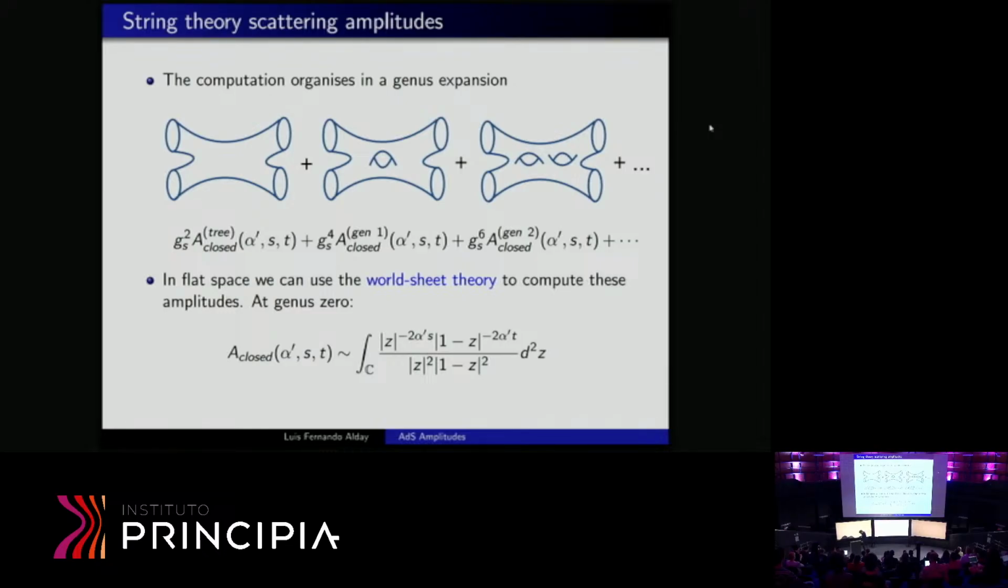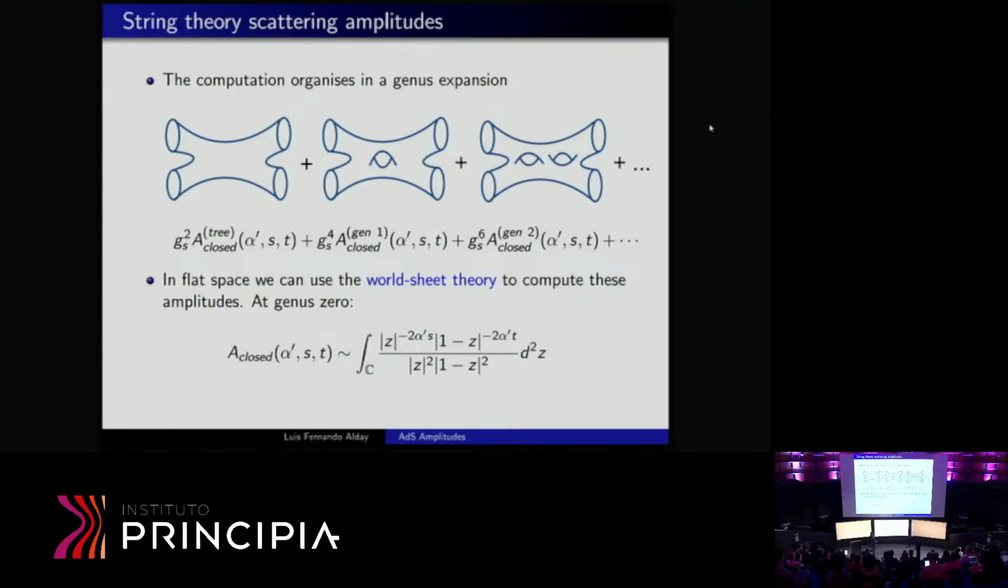This can be computed through a textbook computation, and if you just follow Green-Schwarz-Witten, you see that this tree-level amplitude is basically given by this integral representation over the complex plane that we will come back to. Is that okay? Beautiful. Now, it is a very nice exercise.